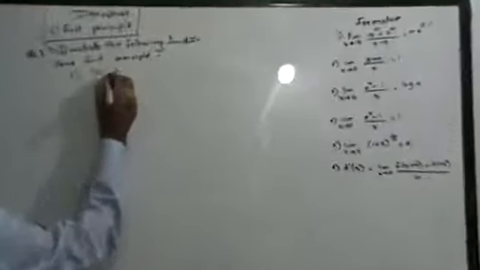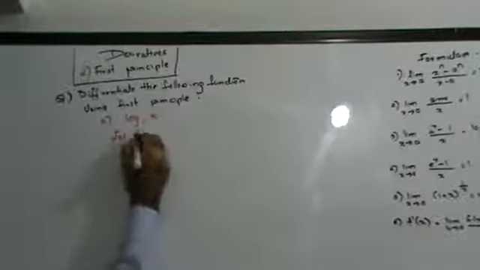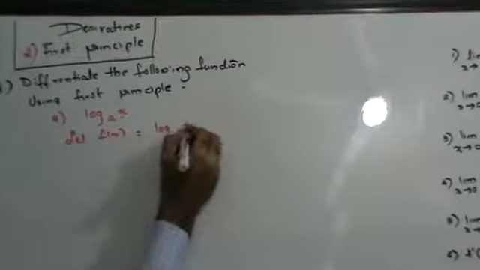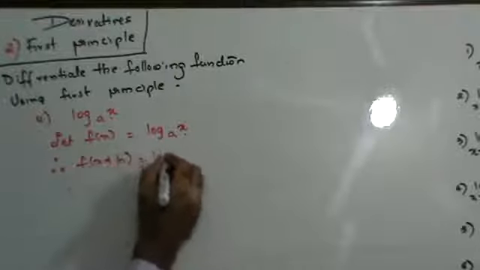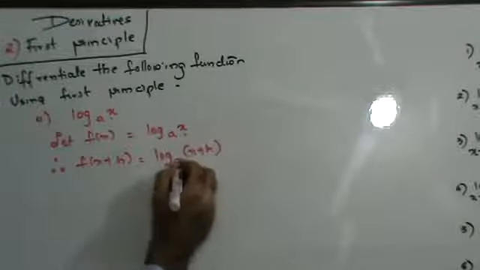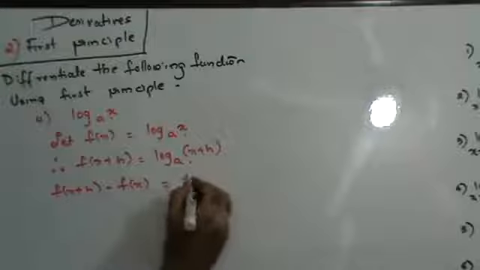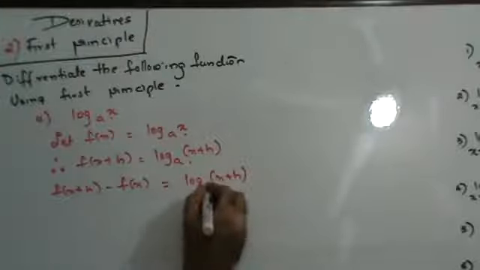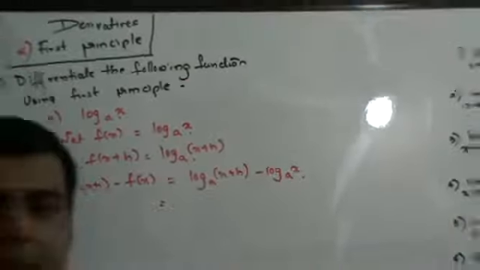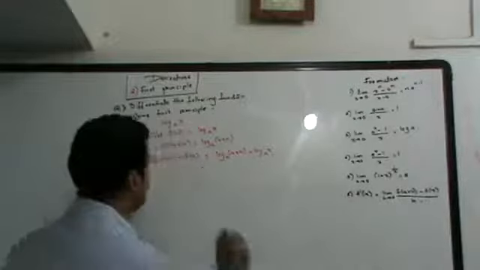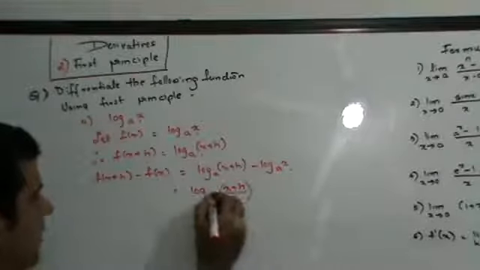Log x to the base a. Let's see how do we do this. You will say let f of x be log x to the base a. Therefore I can say f of x plus h is log(x plus h) to the base a. f of x plus h minus f of x is log(x plus h) to the base a minus log x to the base a. Log a minus log b is nothing but log a upon b. So this is going to be log((x plus h) upon x) to the base a.